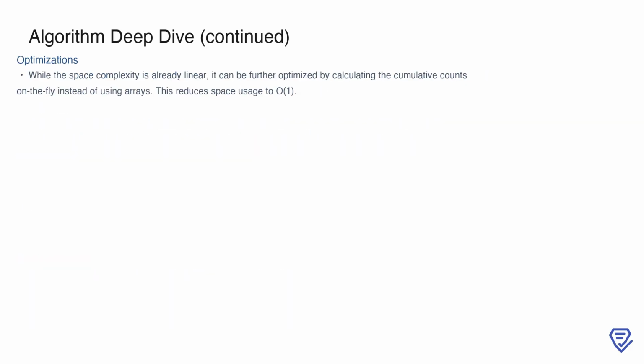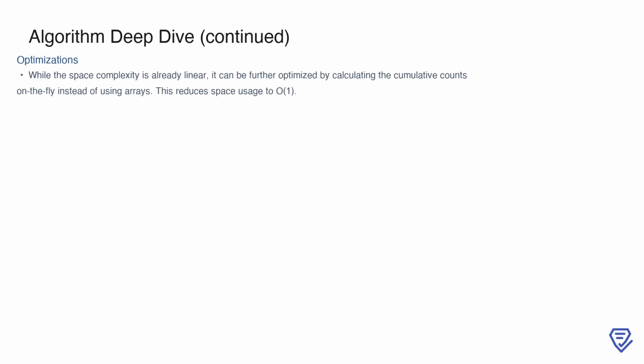Finally, while the algorithm is already efficient with its linear time complexity, we can further optimize its space usage. Instead of creating and storing the left_zeros and right_ones arrays, we can calculate the cumulative counts on the fly as we iterate through the string. By maintaining running totals for the left zeros and right ones, we eliminate the need for additional arrays, reducing the space complexity from O(N) to O(1). This optimization is particularly useful for very large input strings, as it minimizes memory usage while maintaining the same linear time complexity.